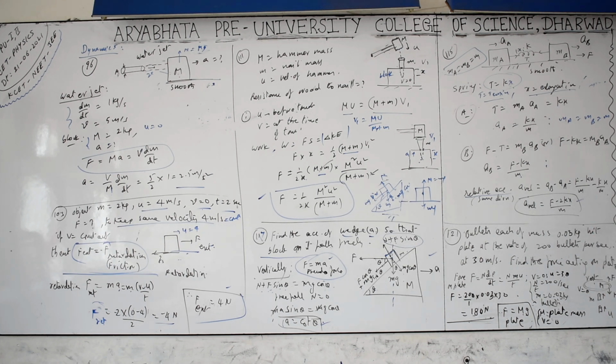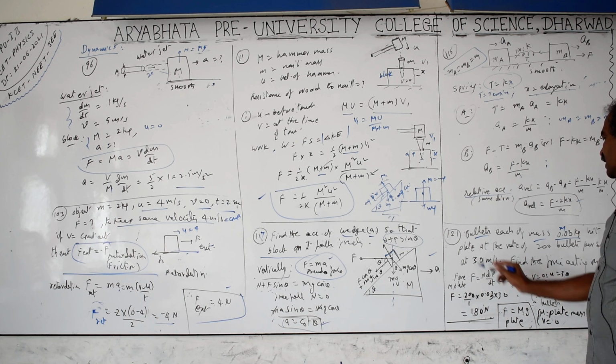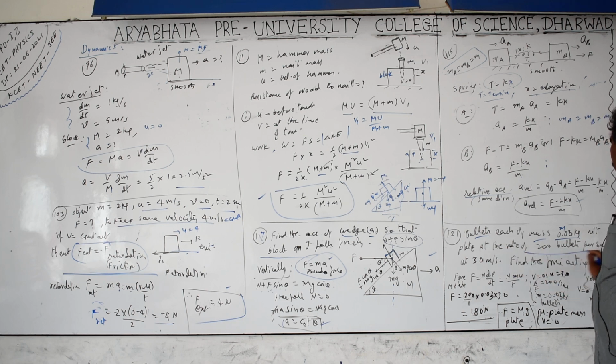Next, problem 121. Problems from this topic are very important. Don't skip any; more than one question comes from this topic, so you have to work out every problem from the material. Problem number 121: bullets each of mass 0.03 kg, we take the small m symbol for bullet mass, hit a plate at the rate of 200 bullets per second, with a speed of 30 meters per second. Find the force acting on the plate.